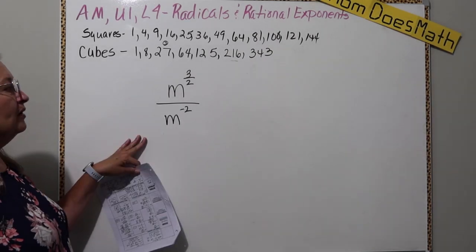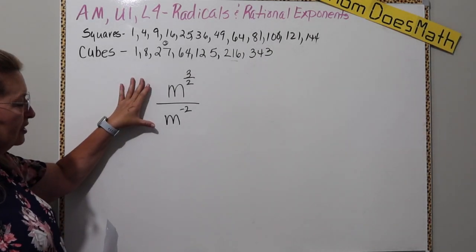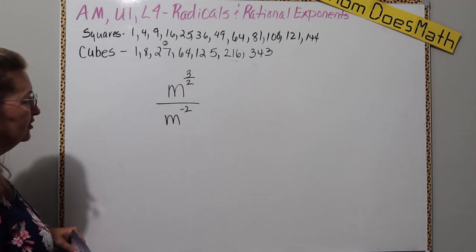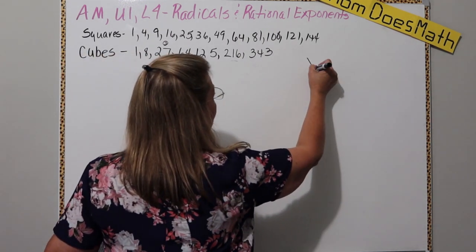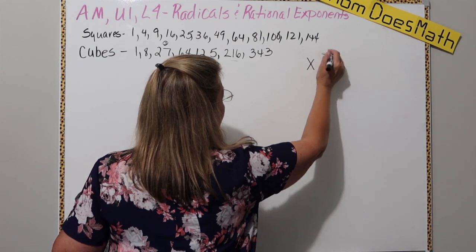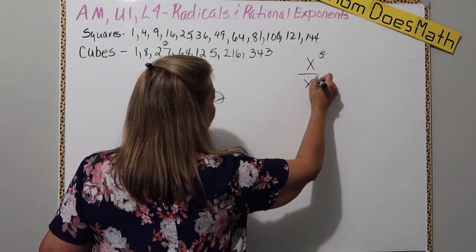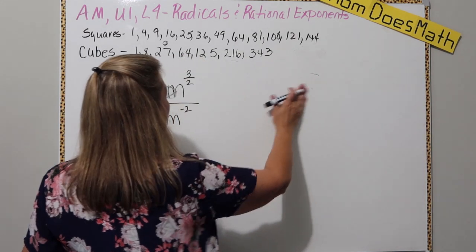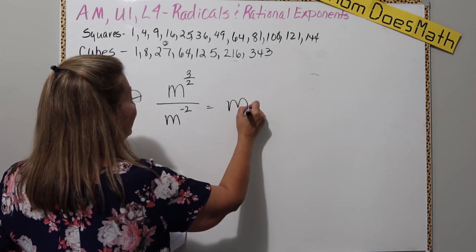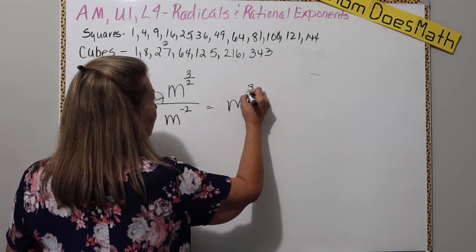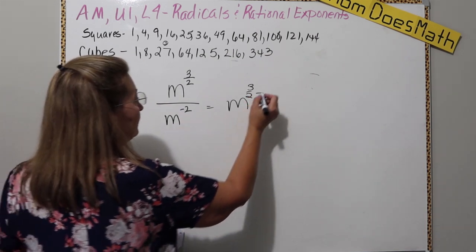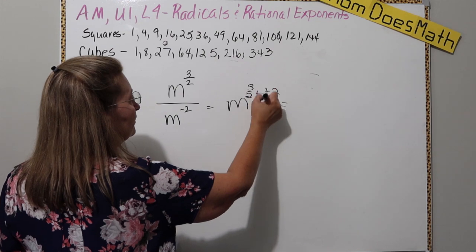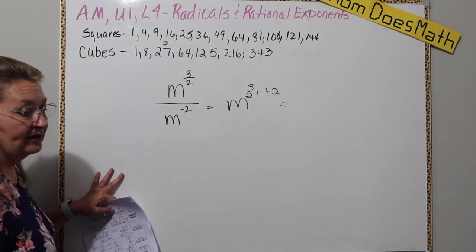Okay, number 31. We have a fraction, matching bases, and rational exponents. We need to simplify those exponents. Well, what do you normally do with exponents? If you have x to the 5th over x to the 3rd, you subtracted, right? Well, we're going to do the same thing right here. So we're going to say m to the 3/2 minus, now this is a -2. So what happens when you have minus and negative? It changes to plus a positive.